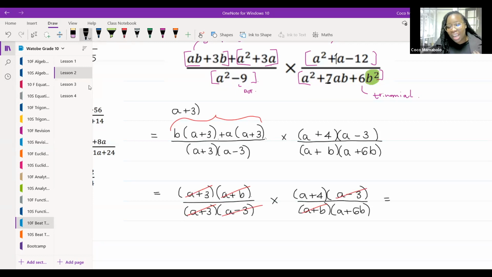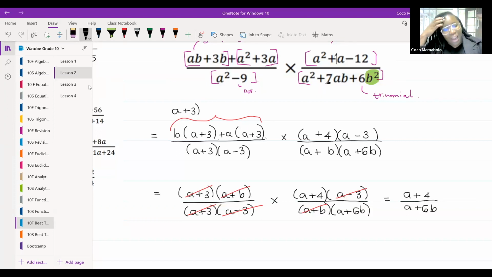What is the answer, guys? What do I have left? I have A plus 4 on the top over A plus 6B on the bottom. Done. Look at that, guys. That's it. That is the whole answer from everything we've just done.